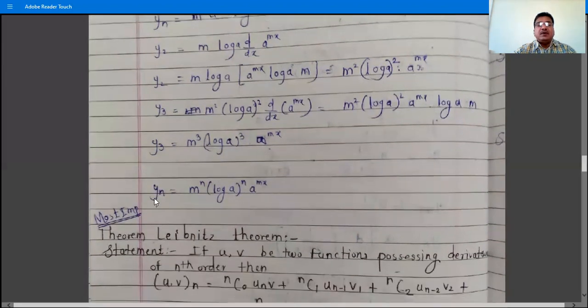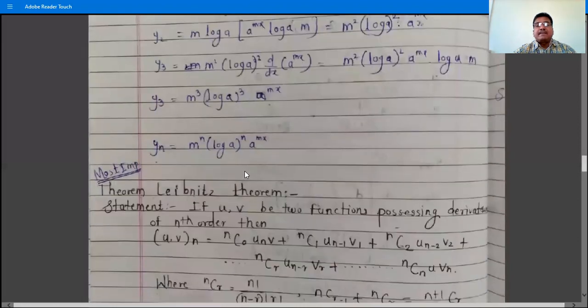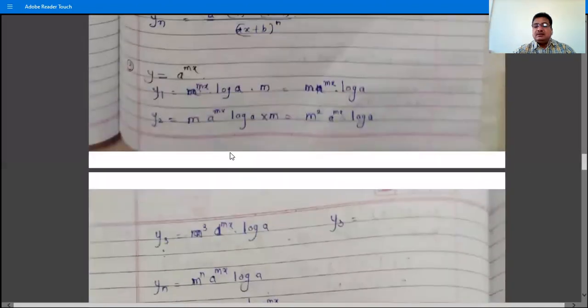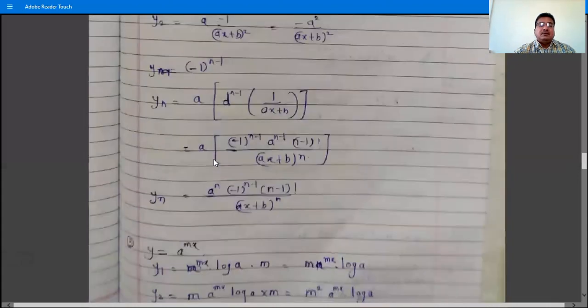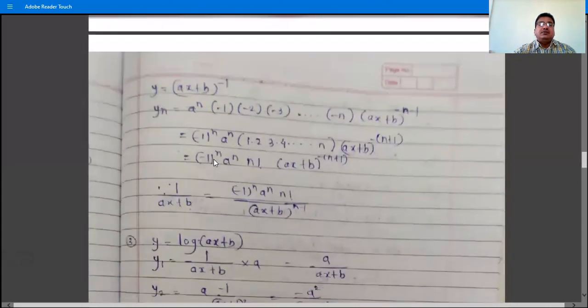And in this way, yn is what? M raised to n; y3 is m raised to 3. So yn is m raised to n, log a raised to n; y3 had log a bracket cube. So yn is m raised to n, log a bracket raised to n, a raised to mx. So this is the nth order derivative. So these are the nth order derivatives of some functions.